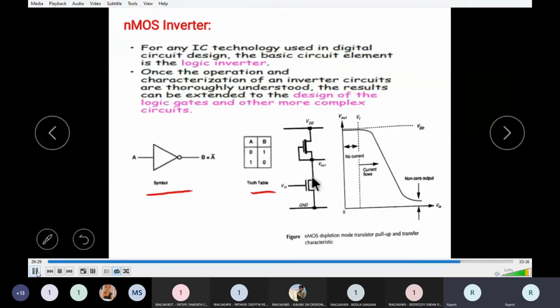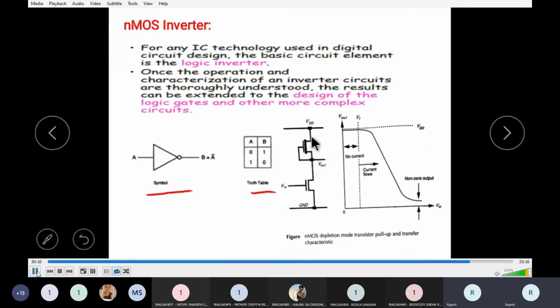We call it an NMOS inverter because all the MOSFET transistors are NMOS type, and here it is a depletion mode MOSFET. You can observe the symbols: this is the depletion mode MOSFET and this is the enhancement mode MOSFET. In a depletion mode MOSFET, the channel already exists and it is not necessary to apply gate voltage. This is the gate terminal, this is the drain, and this is the source. If you observe, the gate and source are interconnected, so VGS equals 0. It is not necessary to develop the channel.